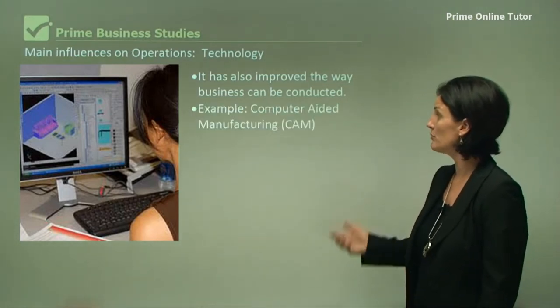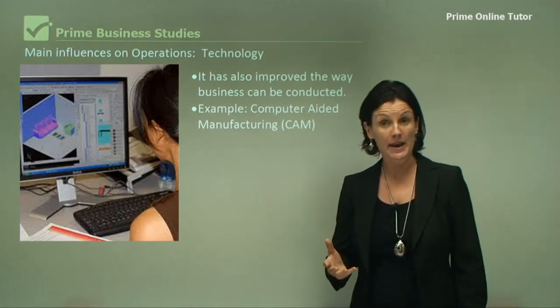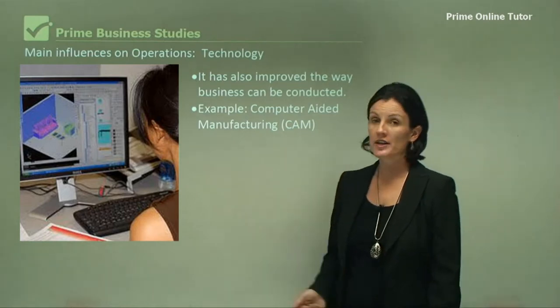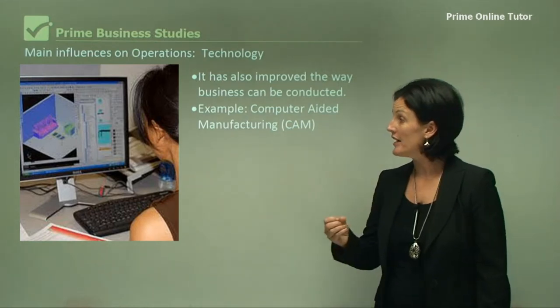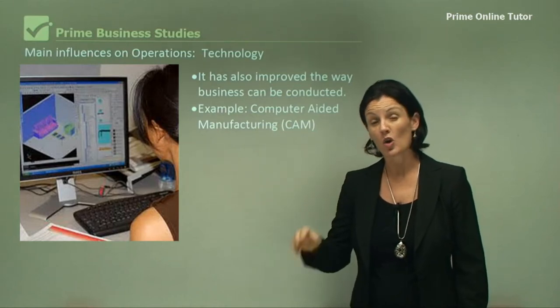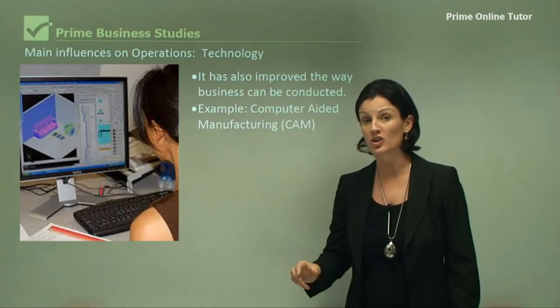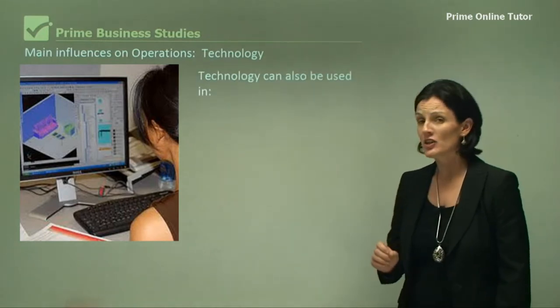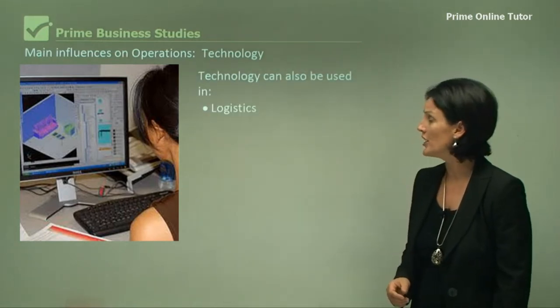We also have computer-aided manufacturing, CAM. Computer-aided manufacturing is when I design a product on a computer. That information is then transferred to a machine that makes a product with very little human interaction. It cuts costs for the business. Technology can also be used in logistics.